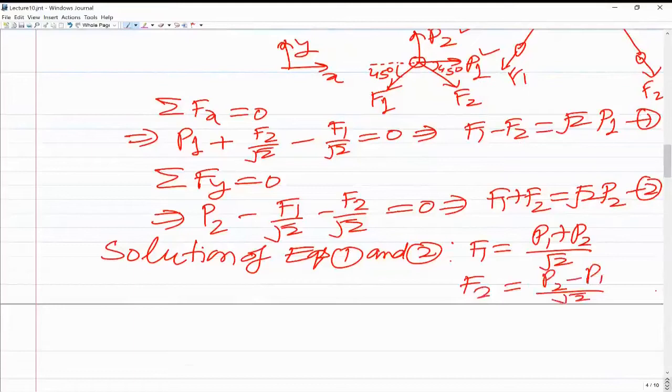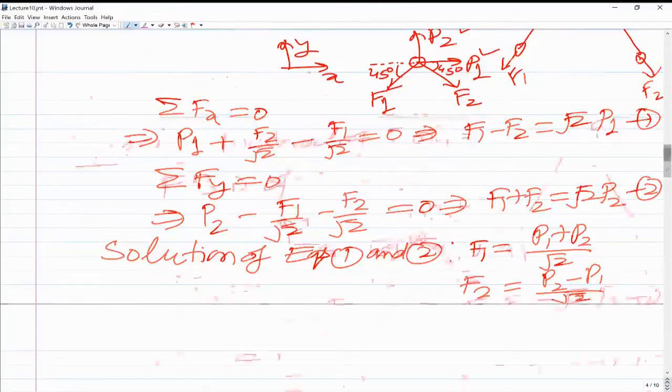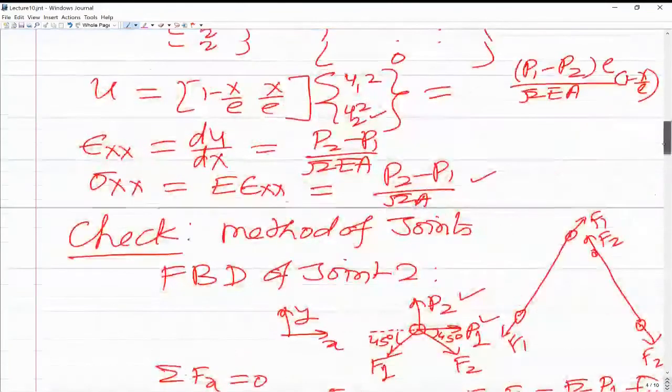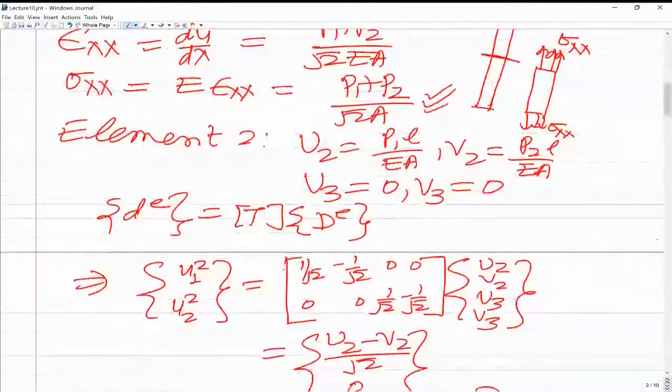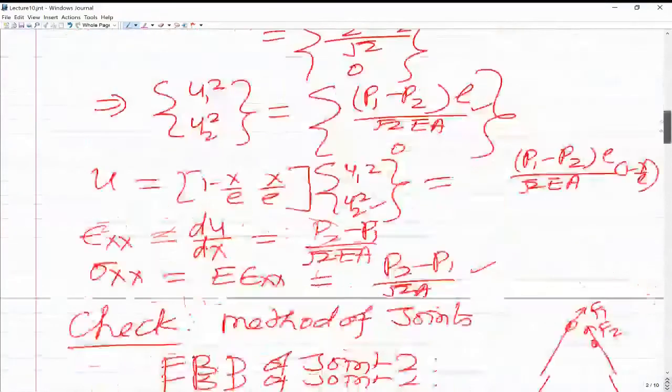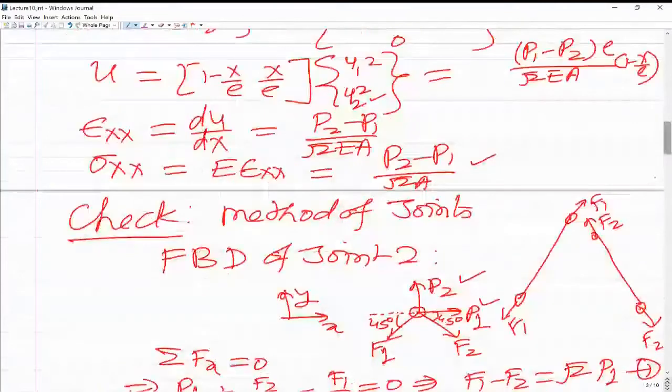Now to calculate the stress, you have to simply divide by the cross sectional area. So the cross sectional area is A. So stress in the first truss member is going to be P1 plus P2 upon root 2A, and stress in the second member is going to be P2 minus P1 upon root 2 into A, which is exactly the same as what we have got over here. So in the first element we have got this as the stress, P1 plus P2 upon root 2 into A, and in the second element we have got P2 minus P1 upon root 2 into A.